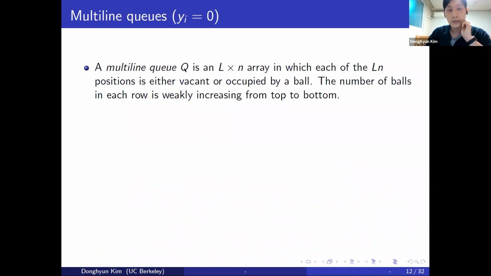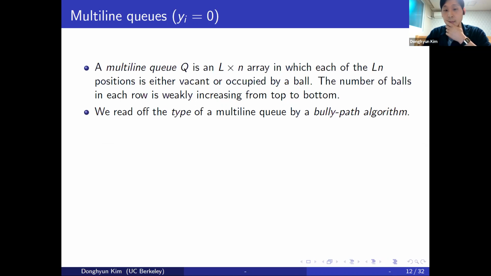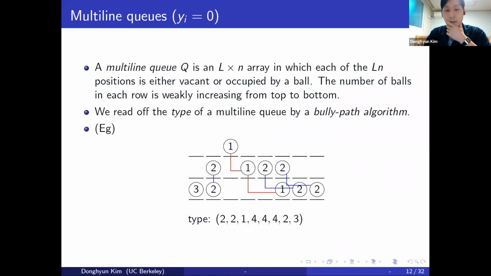So a multiline Q is an L cross N array in which each of the L by N positions is either vacant or occupied by a ball. The number of balls in each row is weakly increasing from top to bottom. And we read off the type of a multiline Q by the bully pass algorithm. And this is an example of a multiline Q and the corresponding bully pass algorithm.